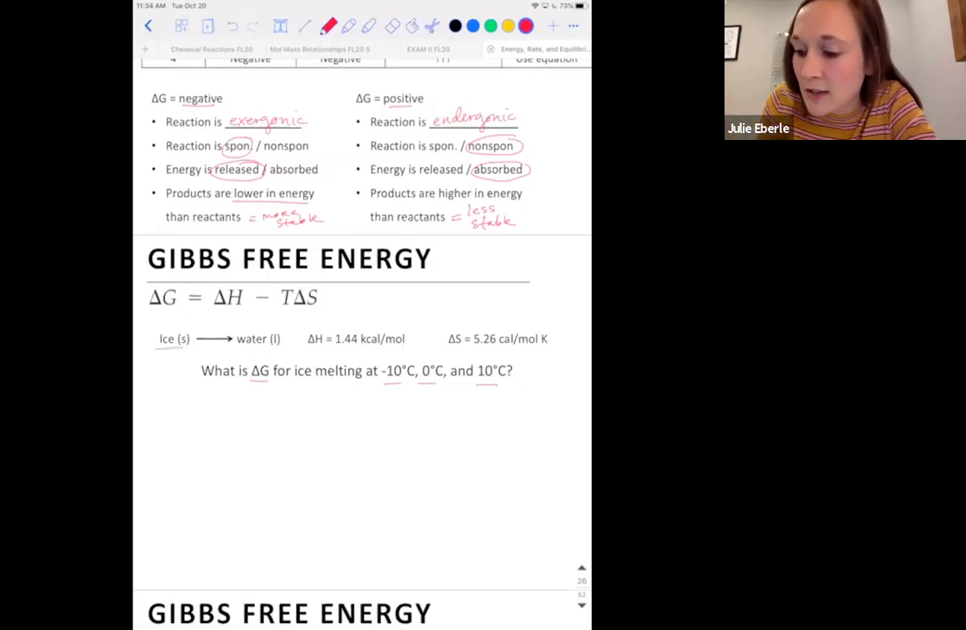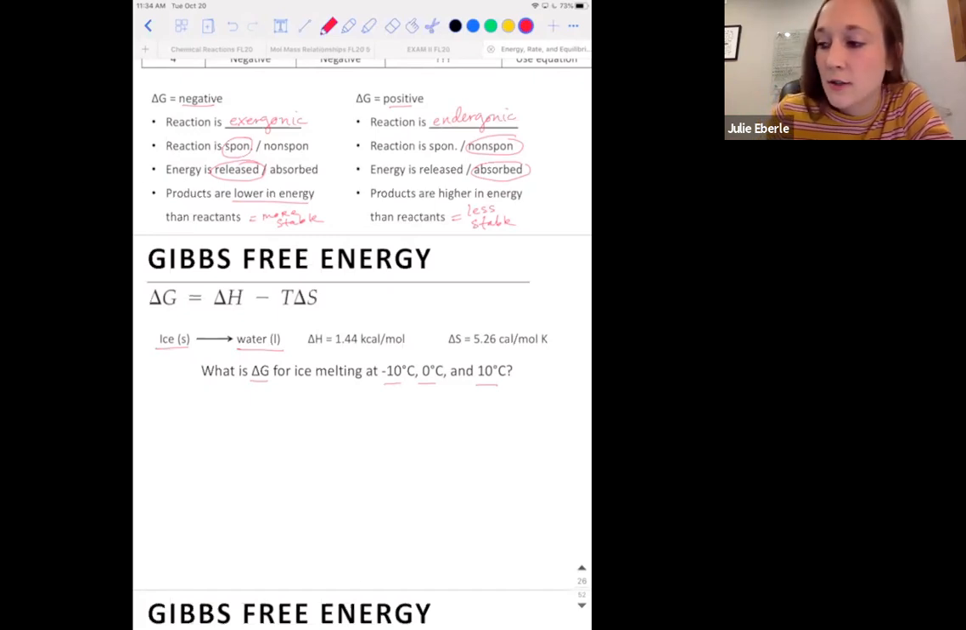So we have this reaction, water as a solid, which is ice, versus liquid water, melting to liquid water. And we are given two values here. We're given the delta H and we're given the delta S. And we want to now calculate delta G, but we're going to do it at three different temperatures. We're going to first do it at negative 10 degrees Celsius, and then we'll just plug in the 0 degrees Celsius and then the positive 10 degrees Celsius, and we'll see how our delta G changes, okay?